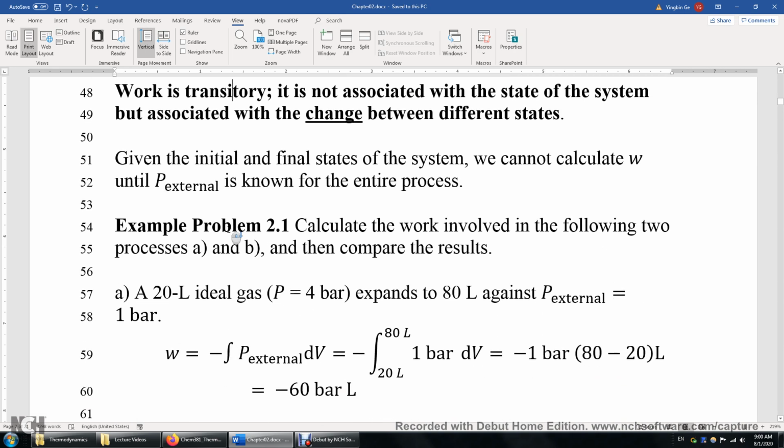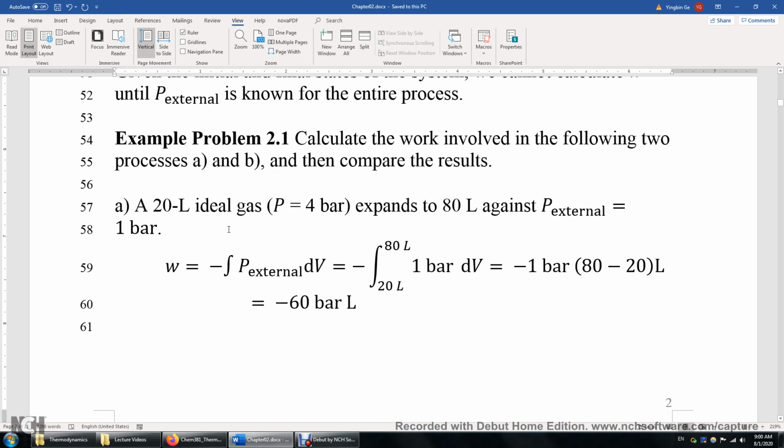Now let me give you an example problem. Let's calculate the work for two different processes, A and B, and then compare the results. You will see in the end, given the same initial state and final state in A and in B, the results are going to be different because the two processes are different.